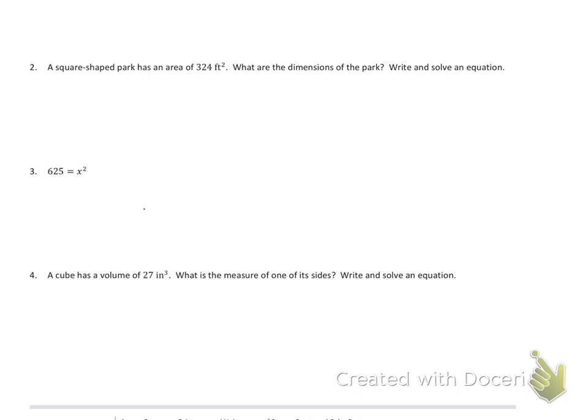Okay, number 2. A square-shaped park has an area of 324 feet squared, or square feet. What are the dimensions of the park? Well, there's only one dimension for a square. Well, there's 2, but they're the same, right? So we just need to find that side length. So we could say, well, let's call it s. We could say s squared is equal to, because I know the area is going to be s times s, is equal to 324.